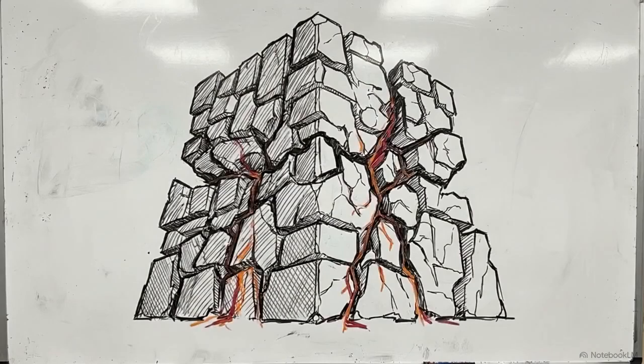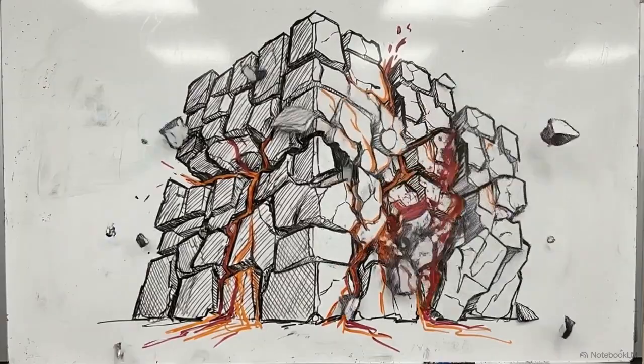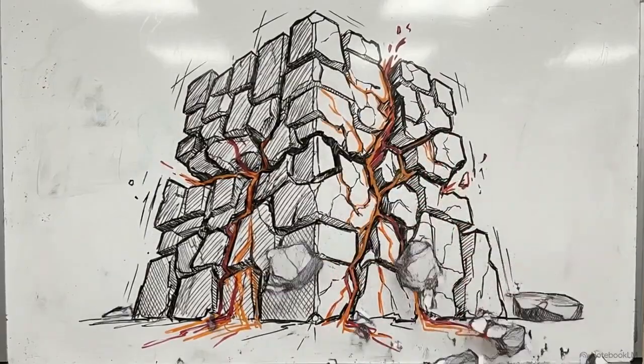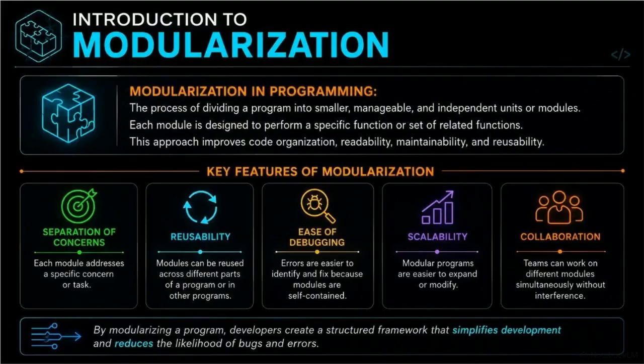As software programs grow, they inevitably reach a crisis point. Without strict structural management, they collapse under their own complexity. Managing this chaos requires breaking the monolith down into a strictly controlled framework. This diagram outlines modularization, dividing a massive program into independent units.